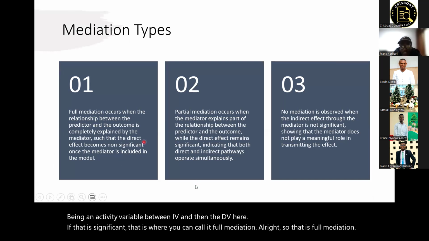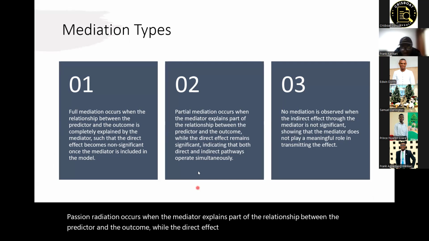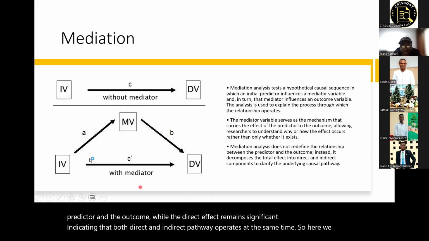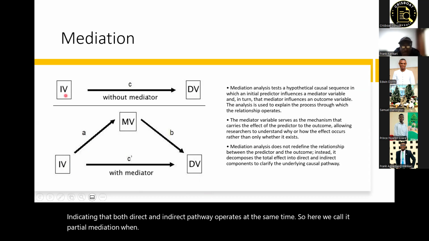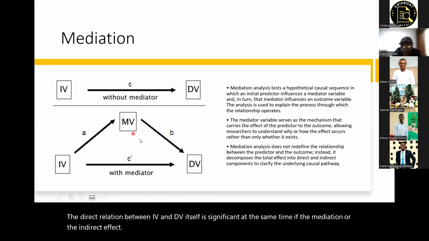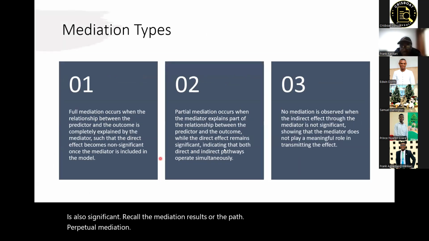Partial mediation occurs when the mediator explains part of the relationship between the predictor and the outcome, while the direct effect remains significant, indicating that both direct and indirect pathways operate at the same time. So here we call it partial mediation when the direct relationship between IV and DV itself is significant. At the same time, if the mediation or the indirect effect is also significant, we call the mediation results or the path a partial mediation.